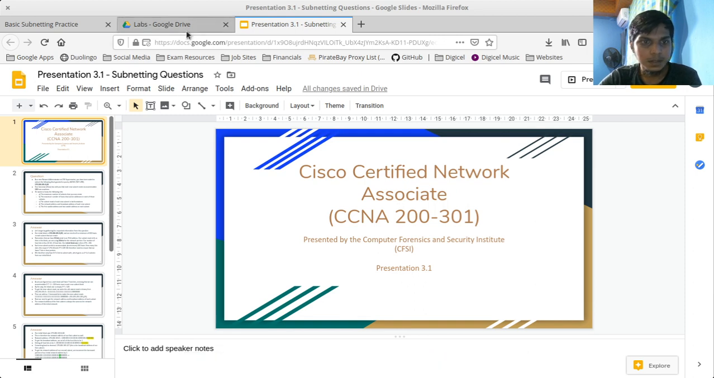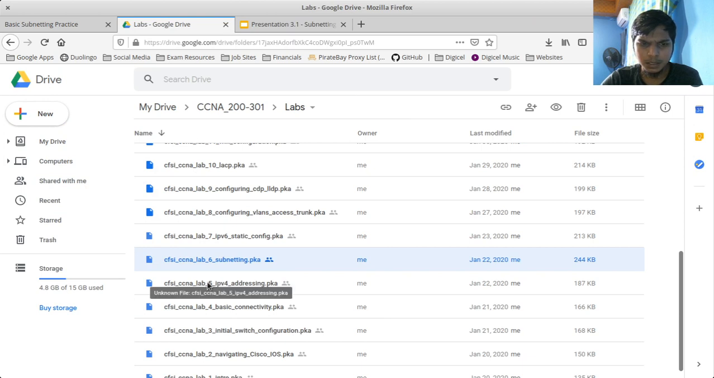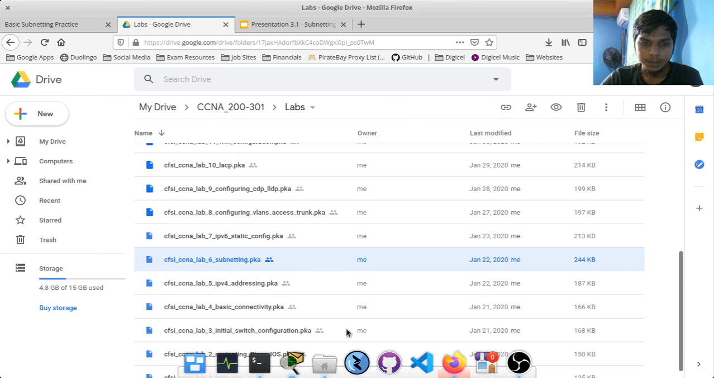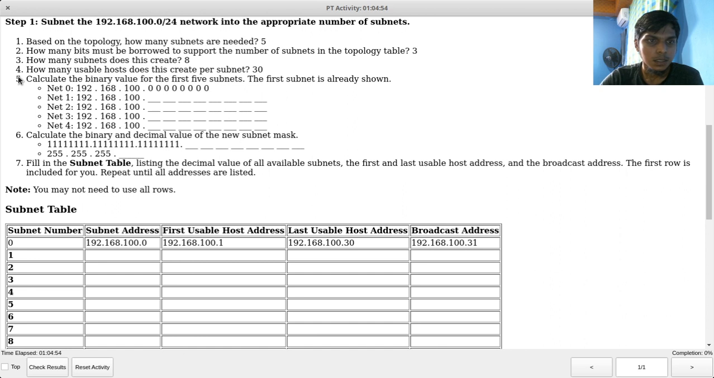Just for context, this is the lab that they asked about, lab 6, the subnetting lab. I believe that will be the lab for next week, Tuesday, if I'm not mistaken. We are currently on lab 5, but you do have the knowledge to at least start lab 6, so go ahead and try it if you want. Well, this is what the lab looks like.